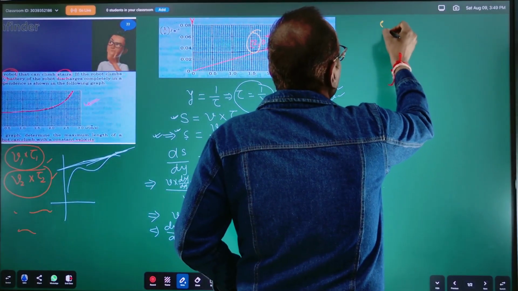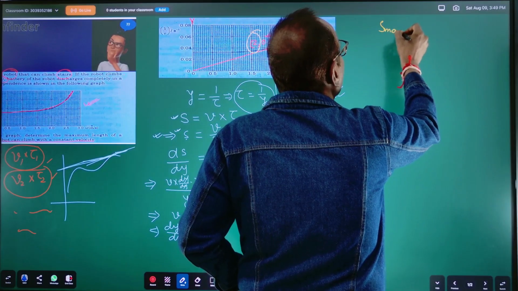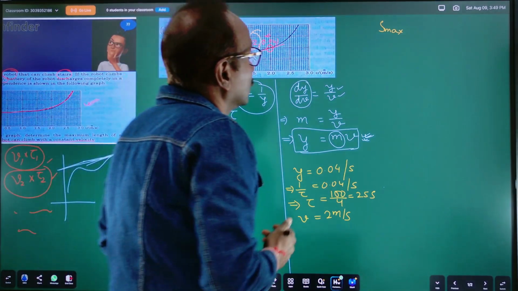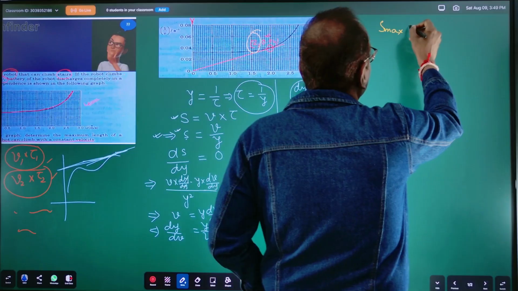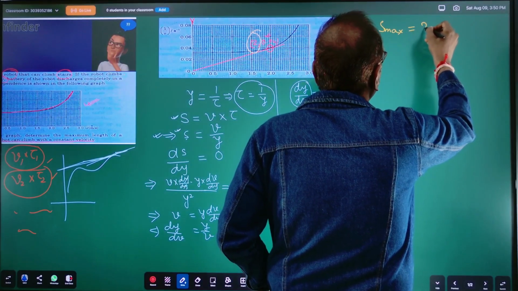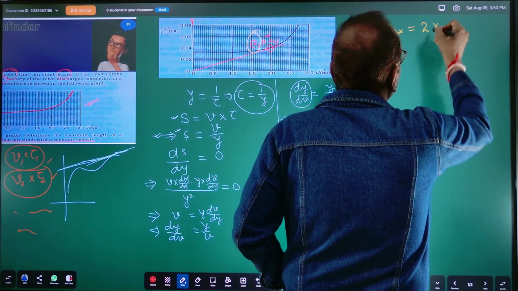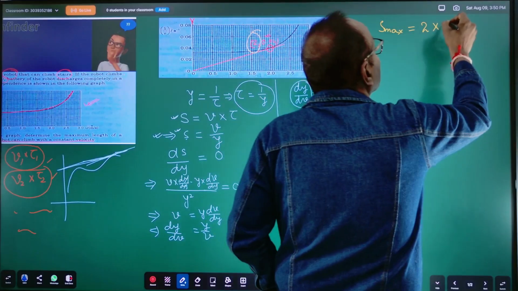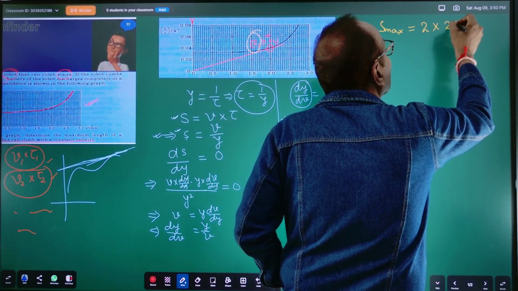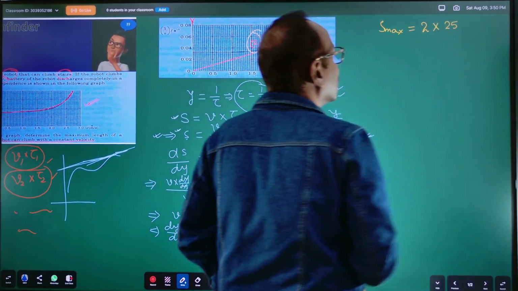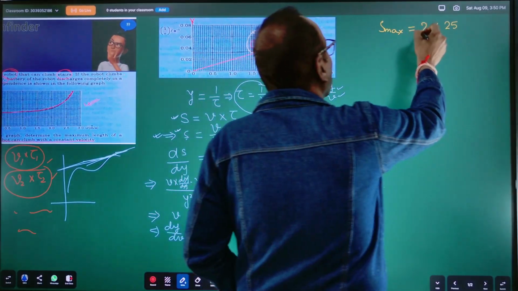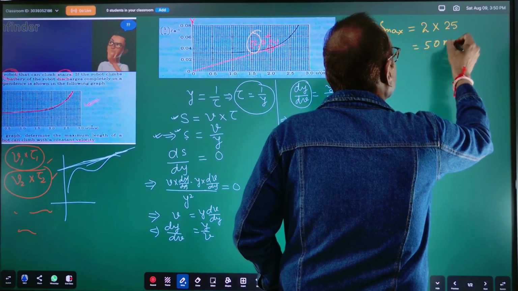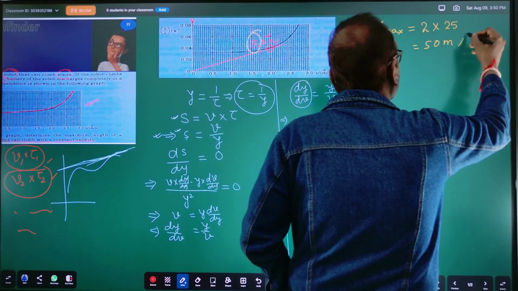So your maximum length that the robot can cover is when it goes with 2 meter per second, and when it goes with 2 meter per second, it will discharge all the battery in 25 seconds. So 2 into 25, this is 50 meter. So this will be your answer.